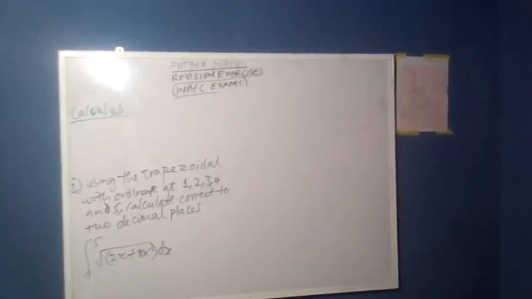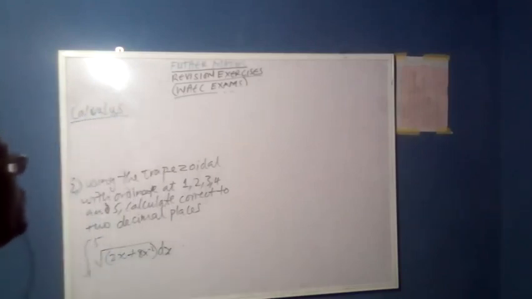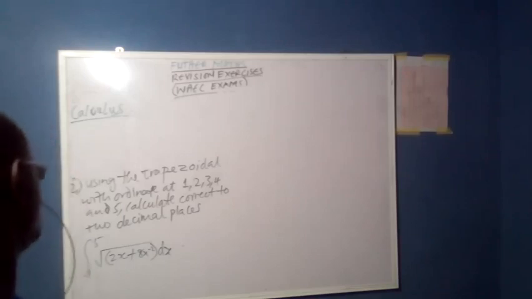Hello, welcome back. Here is the second question that we're going to solve. It says, using the trapezoidal rule with ordinates at 1, 2, 3, 4, and 5, calculate, correct to two decimal places, the integral from 1 to 5 of the square root of 2x plus 8x raised to the power minus 2.